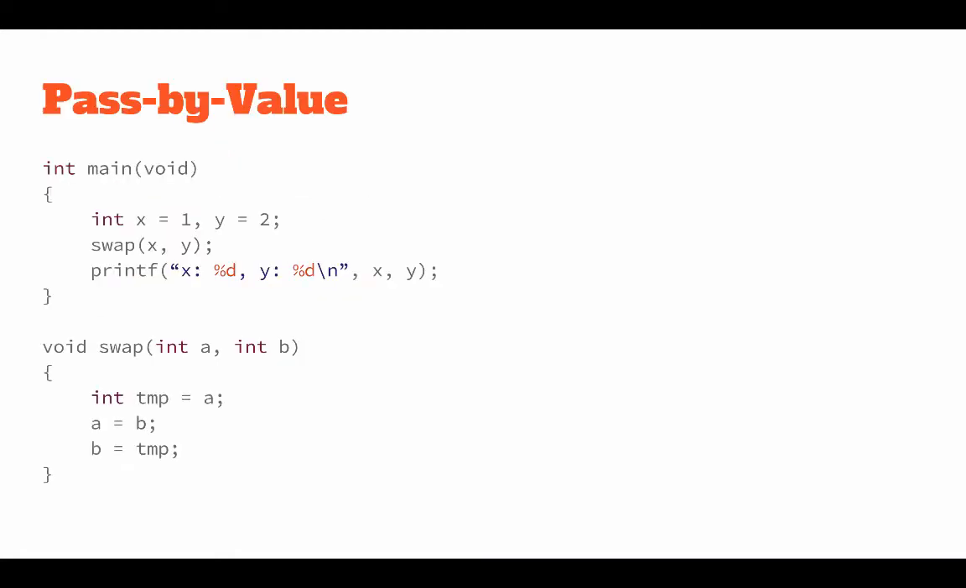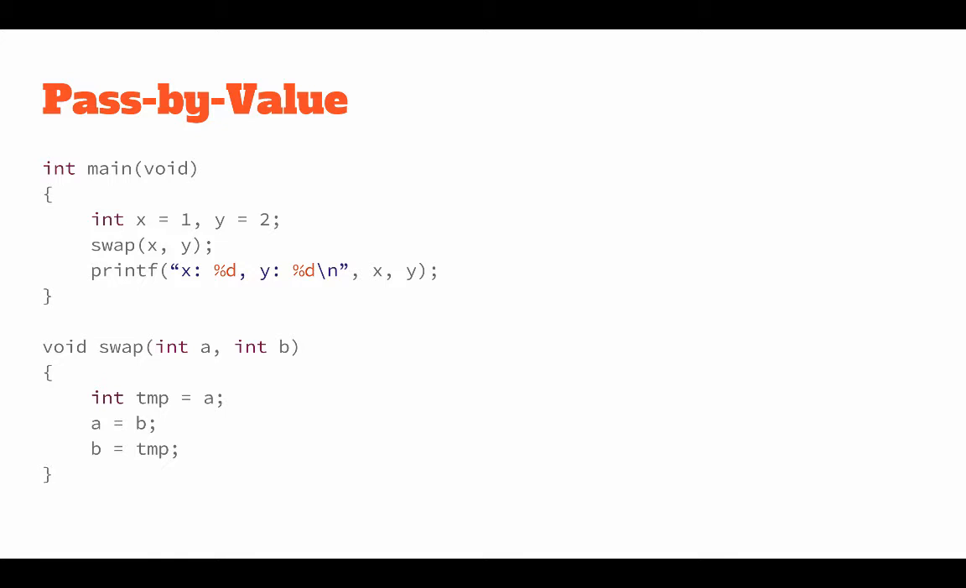So let's first examine pass by value. You're probably familiar with this, but I want to go through the steps of exactly what's happening in memory when we pass variables by value. Here I have my main method, and I have an integer x equals 1, y equals 2, and my goal is to actually swap those values.